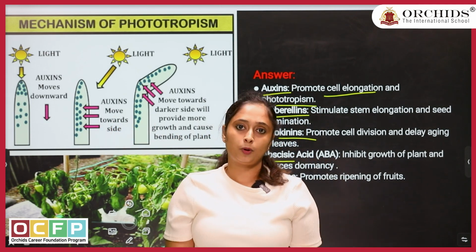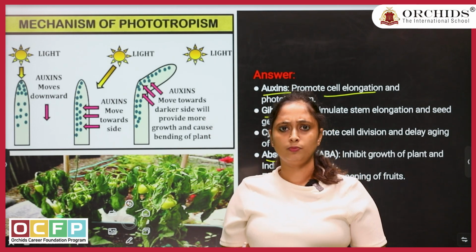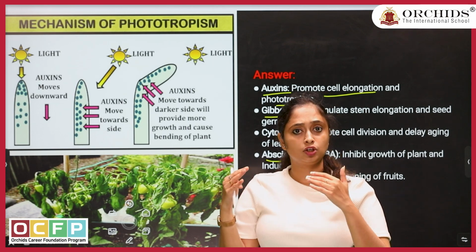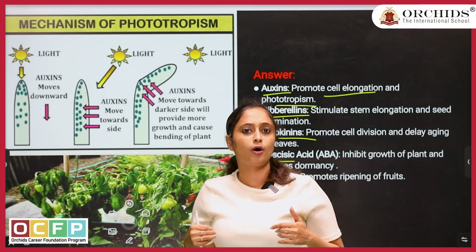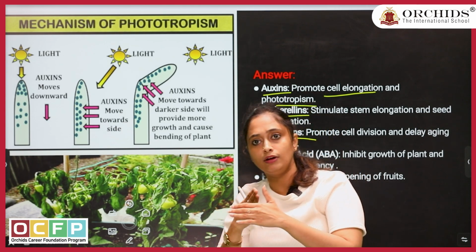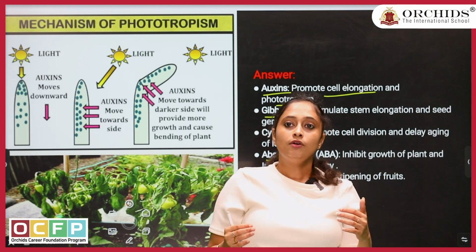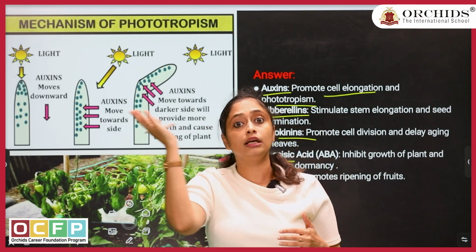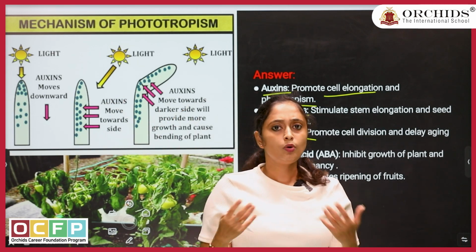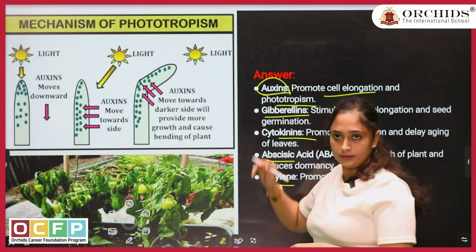How is this possible? Plants want light for photosynthesis. For their food preparation, they need light. So when any part of the plant is not getting enough light, the stem will bend towards the light. How can a plant which is growing straight suddenly bend towards the light? That is possible because of the hormone auxin.